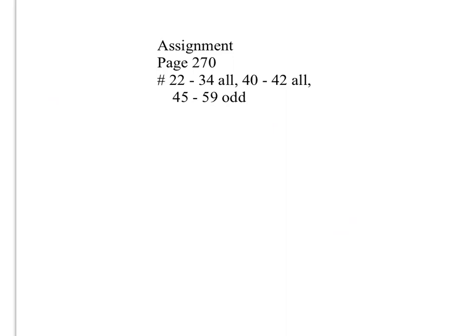Okay, so here's your assignment, page 270, numbers 22 to 34 all, 40 to 42 all, and then 45 to 59 odd.